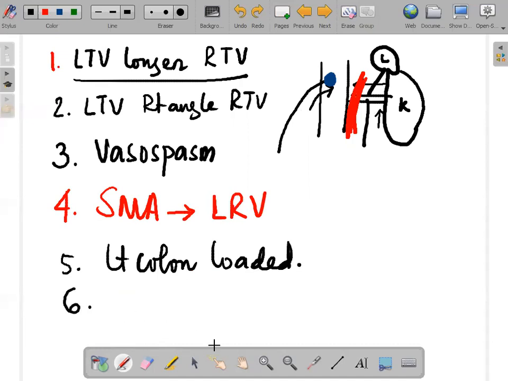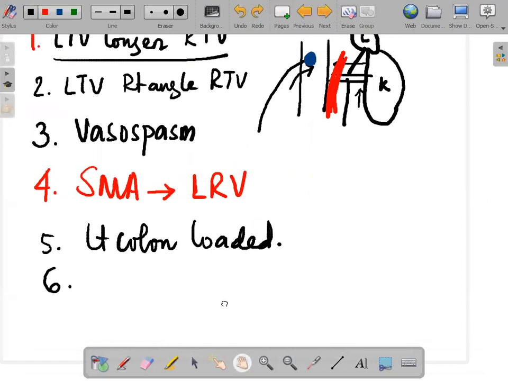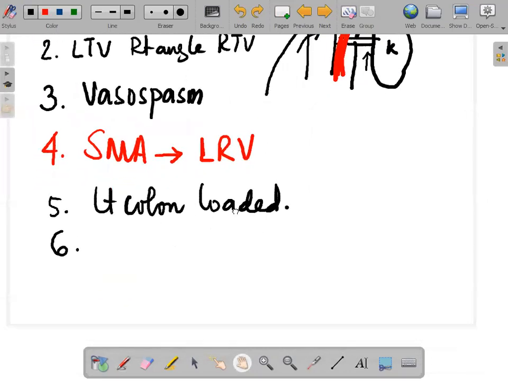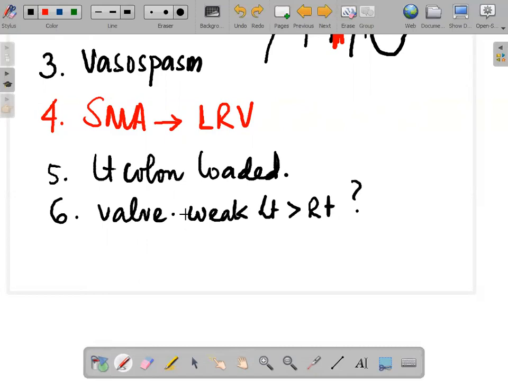The sixth one people propose is that the valve system is much weaker on the left side than that of the right, and maybe that is one among the reasons. No particular reasons are known for this.